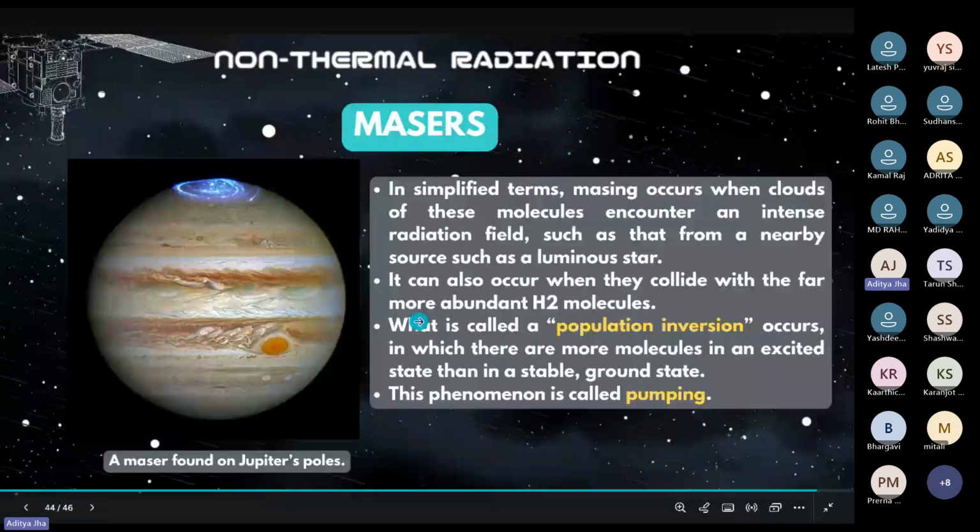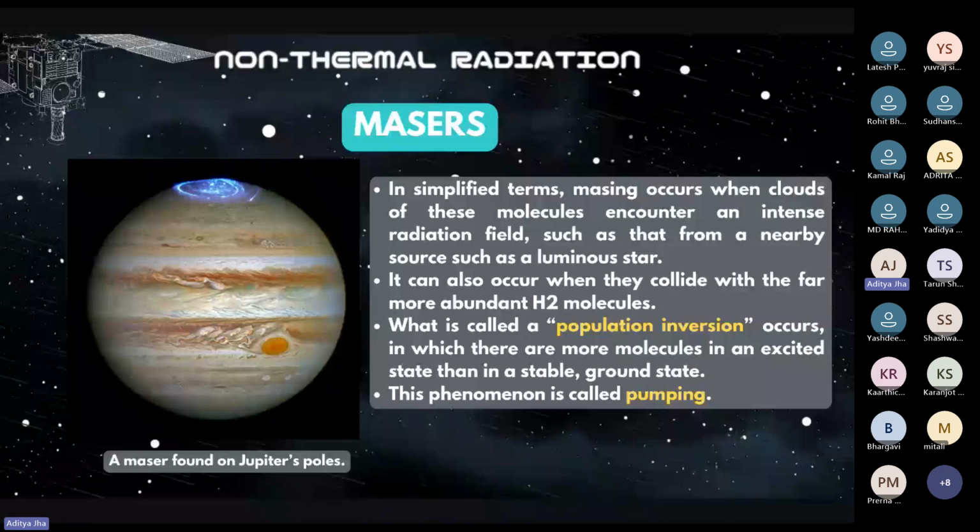So, in simplified terms, masing occurs when these clouds of molecules encounter an intense radiation field, such as that from a nearby source, such as a luminous star. It can also occur when they collide with the far more abundant H2 molecules. Due to these two effects, a lot of these molecular species will start jumping to higher excited states. And what is called a population inversion will start happening, in which there are more molecules in an excited state than in a stable ground state, right?